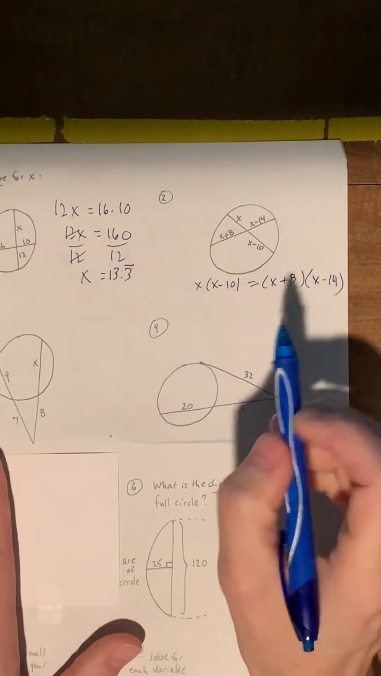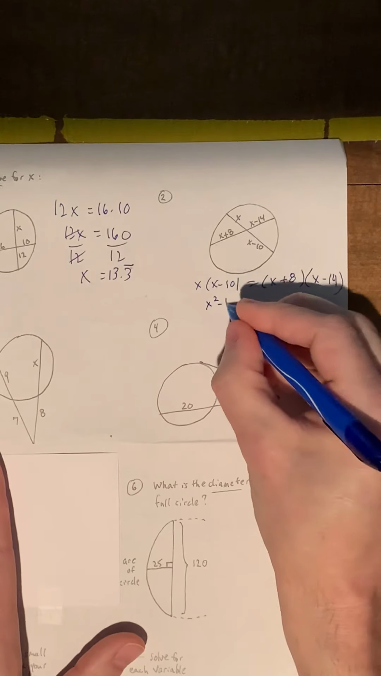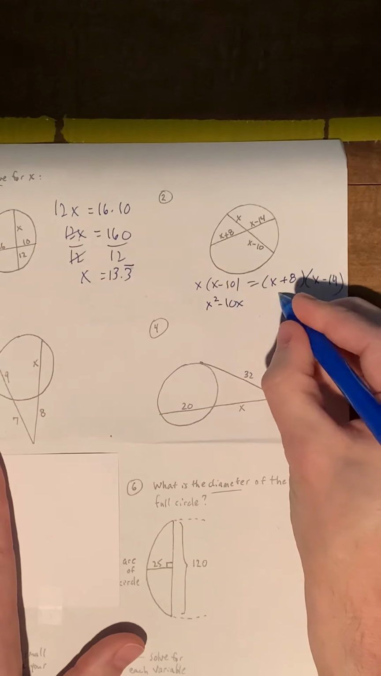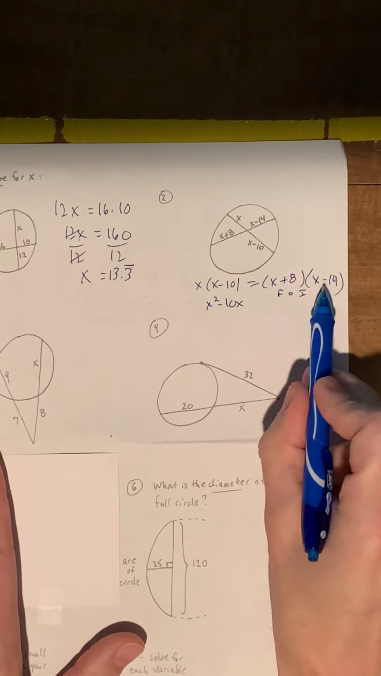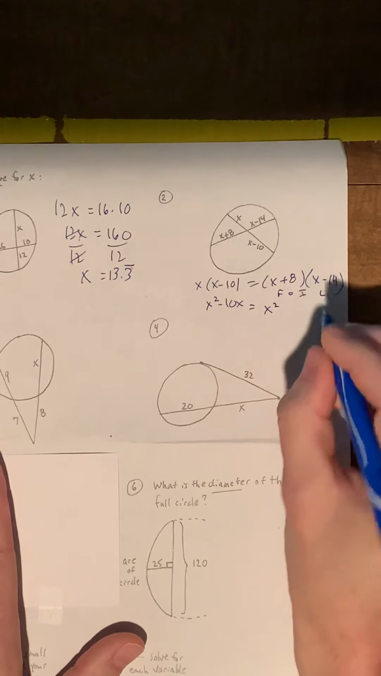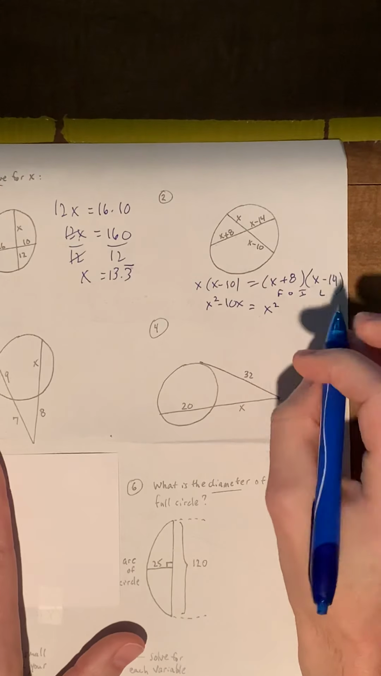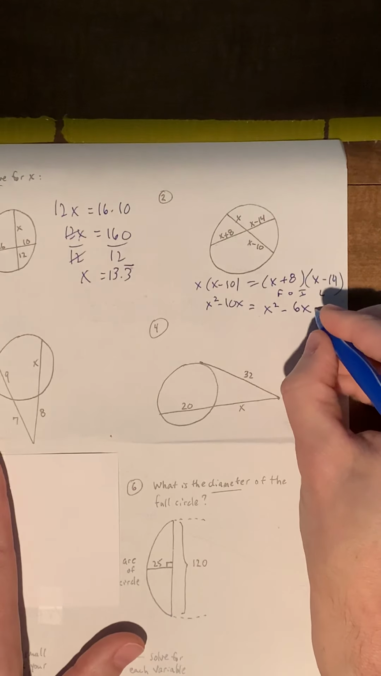All right, now you can distribute here to get x squared minus 10x. And you're going to have to FOIL over here. When you do first, outer, inner, last, you're going to get x squared minus 6x minus 112.